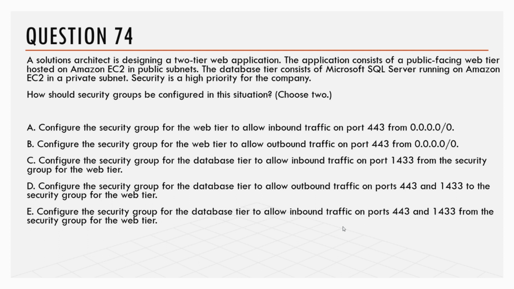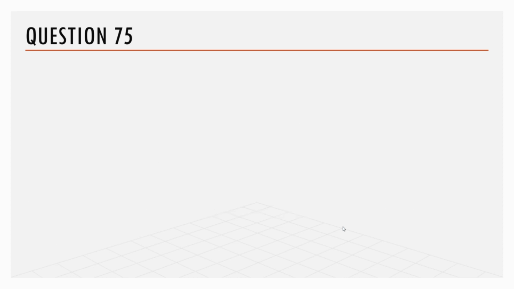Option D, configure the security group for the database tier to allow outbound traffic on ports 443 and 1443 to the security group for the web tier. Option E, configure the security group for the database tier to allow inbound traffic on ports 443 and 1433 from the security group for the web tier. And the correct options are A and C. Now let's look into the next question.